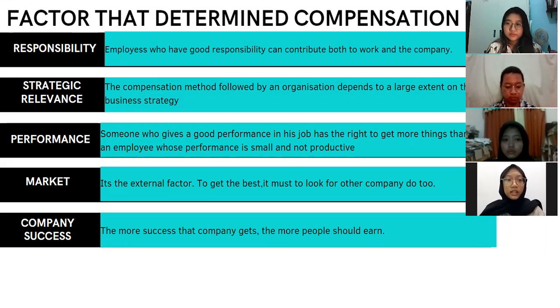Fourth is market, which is one of the external factors. To get the best, it must look at what other companies do too, so that it can balance with these other companies in the market. Fifth is company success. The more success a company gets, the more people should earn. Organizations which earn high profit and have a large market share, large business conglomerates, and multinational companies can afford to pay higher pay than others. Next.